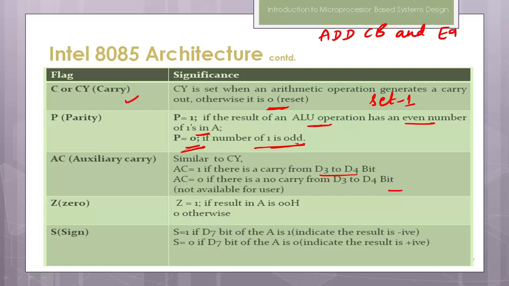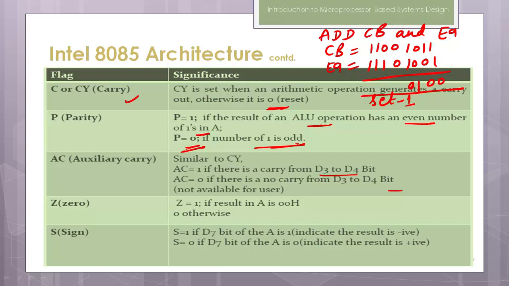See, what is CB in binary notation? That is 1100 1011, and what is E9 here? E9 is 1110 1001. Now add it. When we add these both, what result will come up here? 1 plus 1 is 0 with carry 1. 1 plus 1 is 0 with carry 1. Here is coming 1. Again 1 plus 1, the result is 0, and here the carry is coming 1.